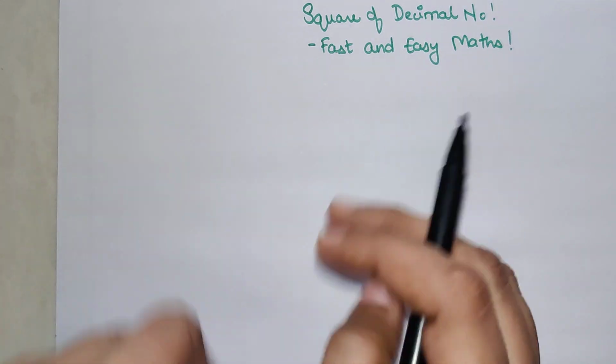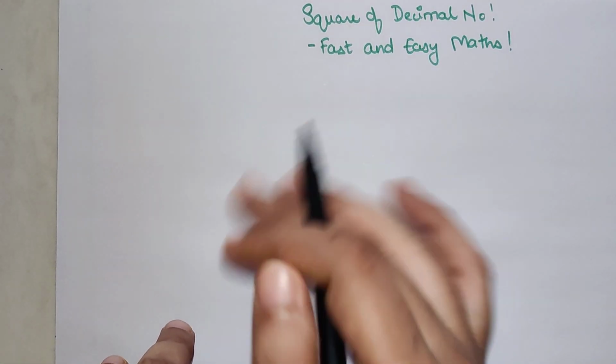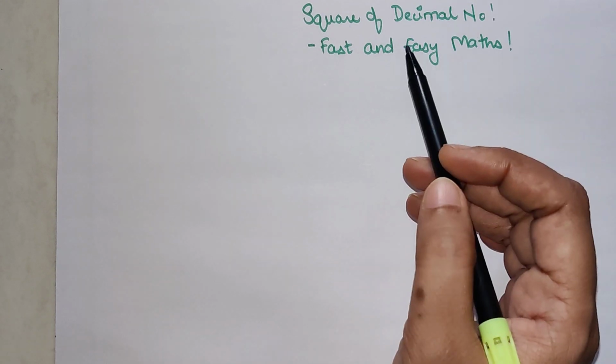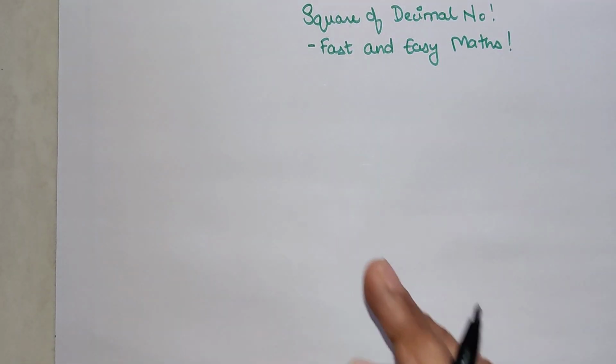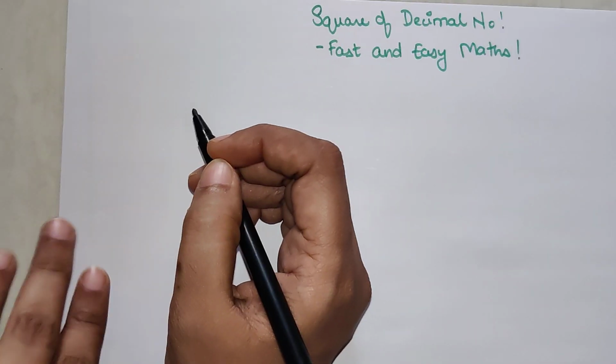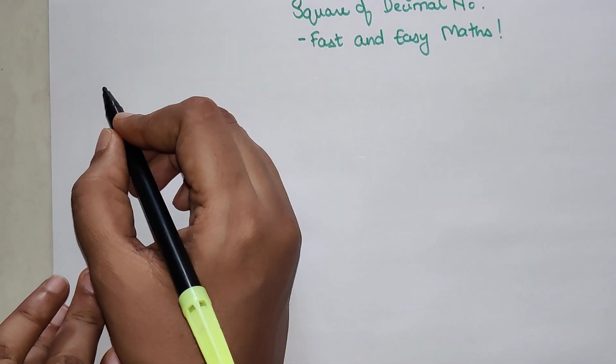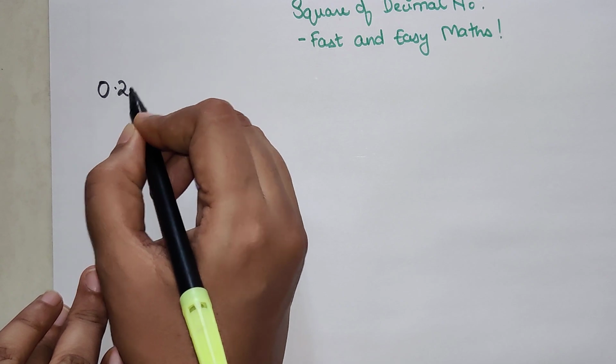So students, today I'm going to show you the trick to find the square of any number which has a decimal in it. Basically, squares of decimal numbers. Please understand, the trick is super simple. You don't have to worry at all.